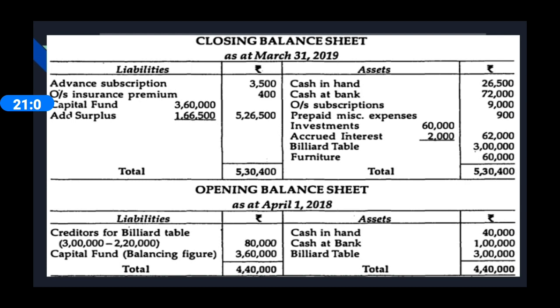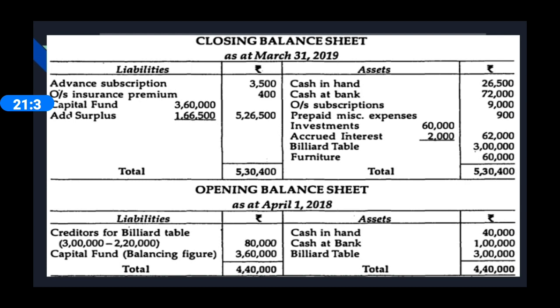So we have taken it to the liability, so that is 400. So how to get the capital fund? It was not given. That 3,60,000 will not be given to you. For calculation of such capital fund, before closing the current year balance sheet, you have to prepare the opening balance sheet, that is, the opening balance sheet as at April 1st, the opening date of the club, 2018.